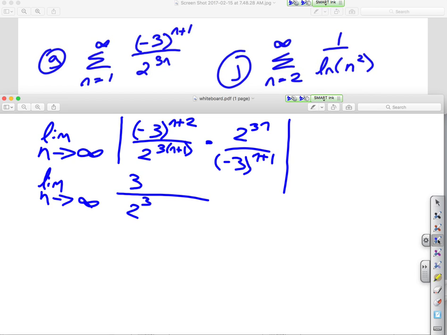Would it be 3 or -3? No, we're doing the absolute value, so it's going to be 3. So that ends up giving me 3/8, and then what do I need to say about 3/8? It's less than 1. Converges. Absolutely. Ratio test. There we go. Very good. Question on that?